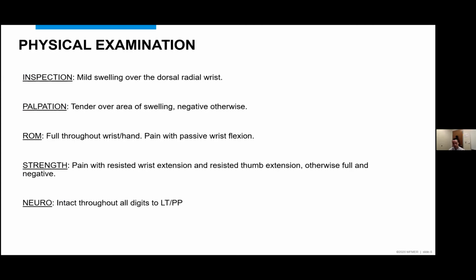On her examination, she had mild swelling over the dorsal radial wrist. There was tenderness over this area of swelling, but no tenderness elsewhere throughout the wrist. Range of motion was full, but passive wrist flexion was provocative. And then with wrist extension and resisted thumb extension, she had pain. Otherwise, strength testing was negative for any pain or weakness. And her sensation was intact to light touch and pinprick throughout.